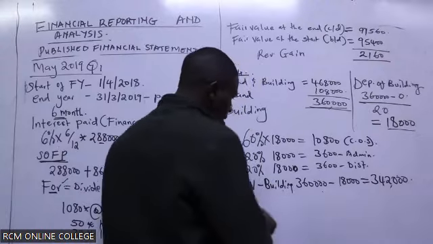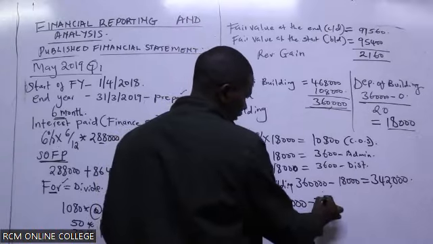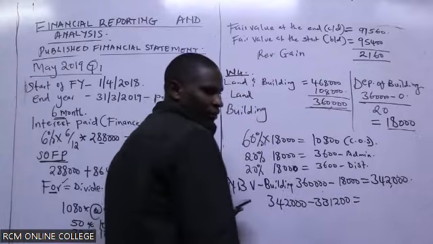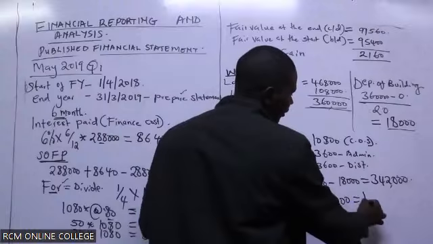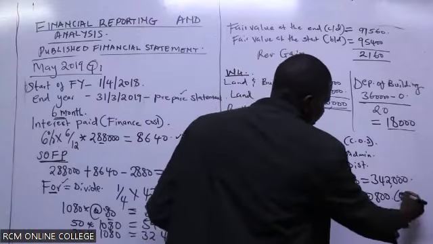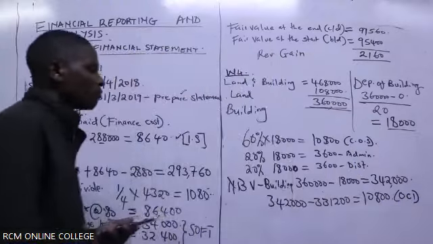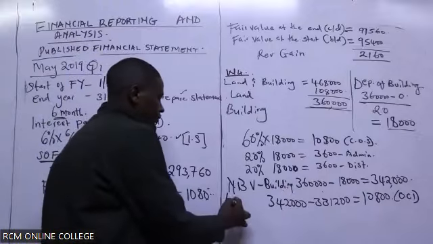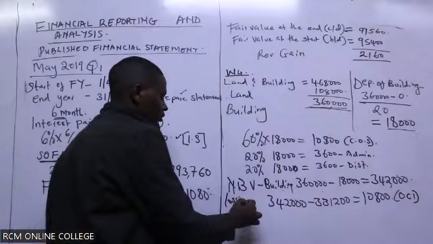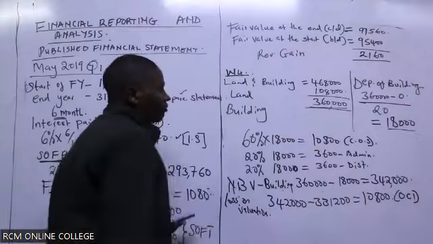It will be 342,000 minus 331,200, and I've been given by Naomi, it is 10,800. Remember, this one goes to other comprehensive income. And since it's a loss, we shall be subtracting the loss on valuation.